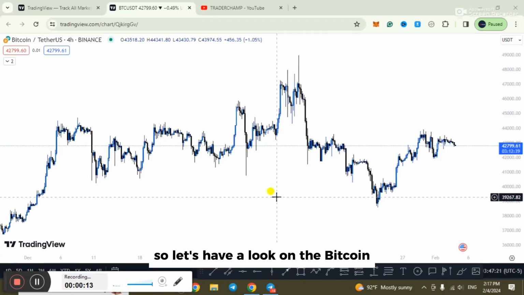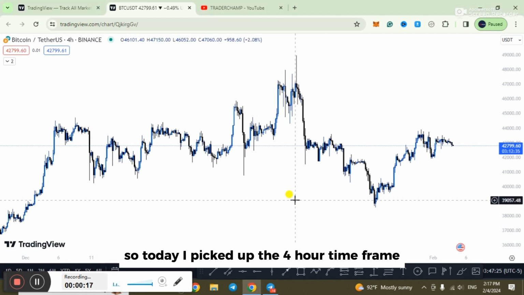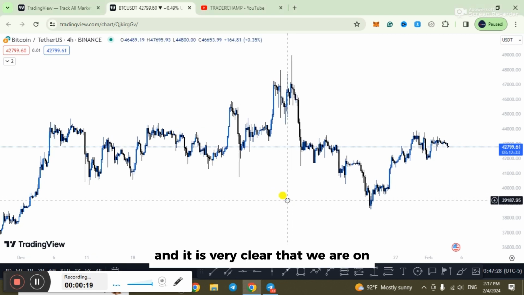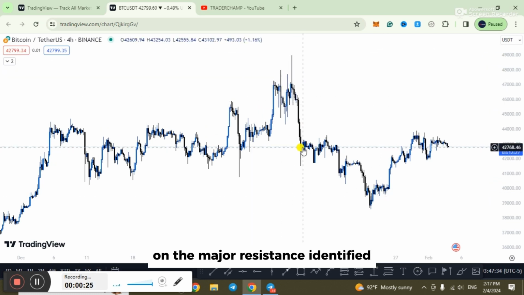So let's have a look at Bitcoin. Today I picked up the 4-hour time frame, and it is very clear that we are in bearish momentum since the fake out was created on the major resistance identified.